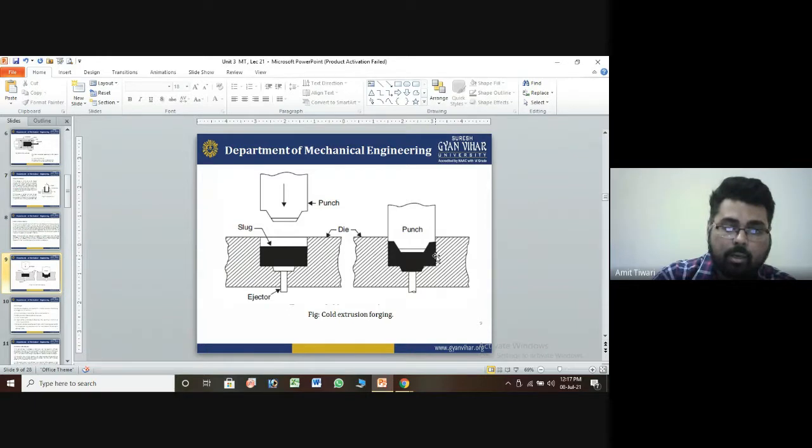Extrusion has gained wide acceptance in the industry because of the following advantages over the hot stream. The comparison is between the hot stream and the cold stream. The first is improved surface finishing, where we can provide lubrication effectively. So by improving the surface finishing, we can provide the lubrication, because lubrication is most important.